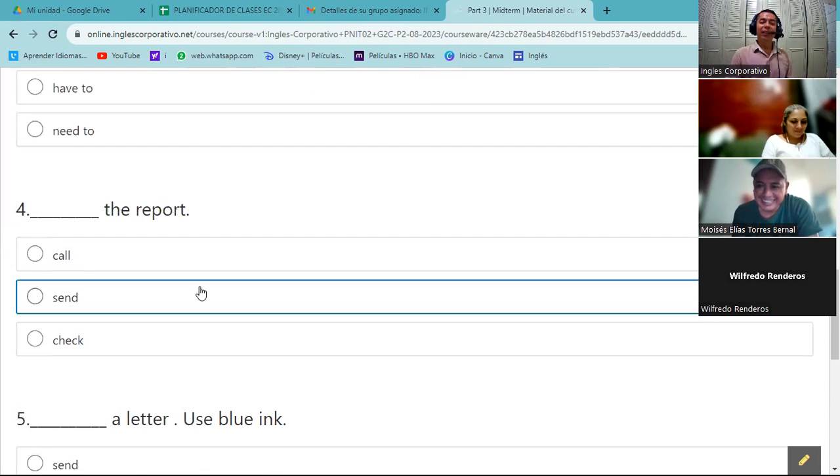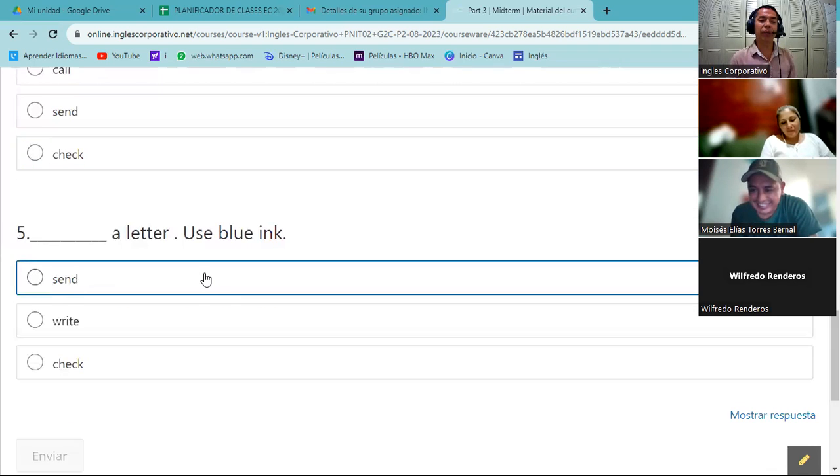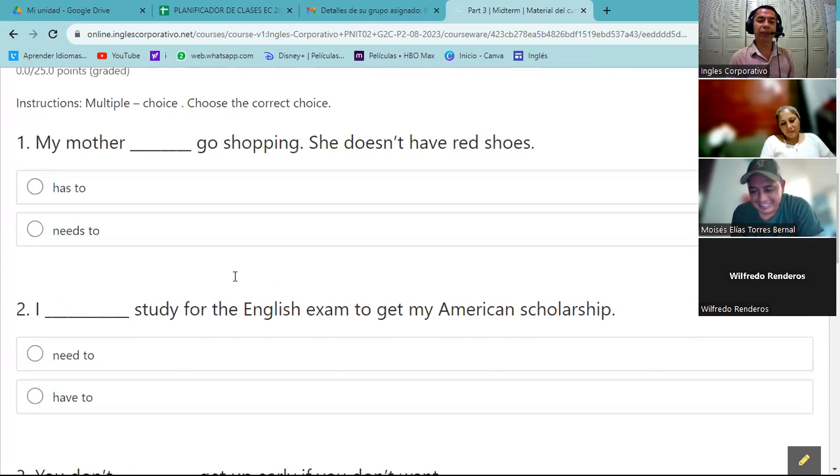Okay, number 4. I call the report, send the report, or check the report, right? Estamos practicando el imperative, the imperative.